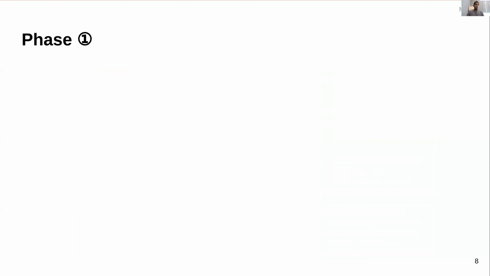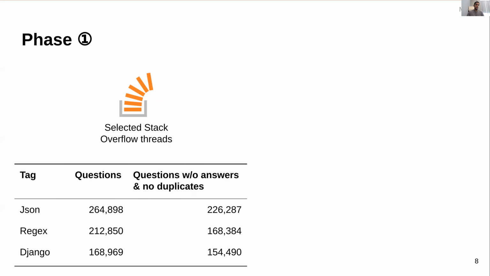Since Stack Overflow contains a lot of questions and answers, we limit our study to the questions tagged with one of these. We choose JSON because it's a popular data exchange format, and also it's supported by many programming languages. Regex is also supported by multiple programming languages. It is a popular text pattern matching technique in strings. Django is a popular web framework implemented in Python.